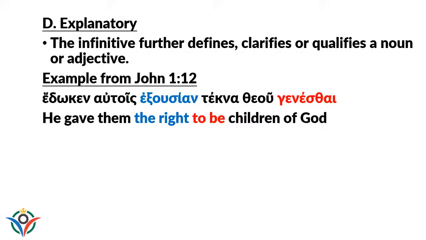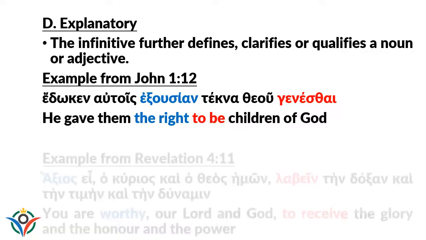So the first example comes from John 1 verse 12. The Greek reads, edoken autois exousion tekna theou genesthai. He gave them exousion, the right. What type of right? And then we have an infinitive that clarifies that. The right to be children of God.